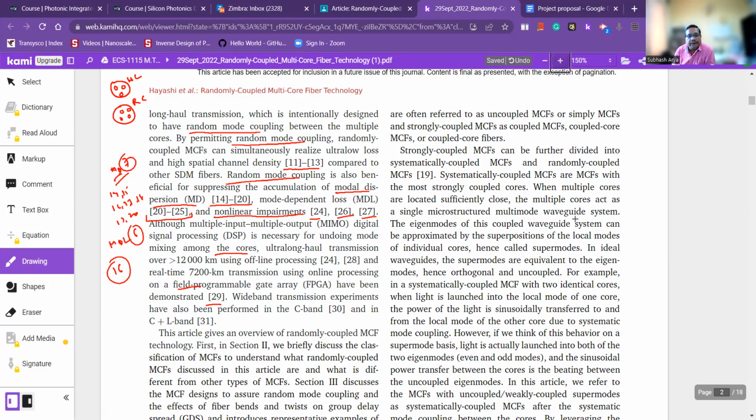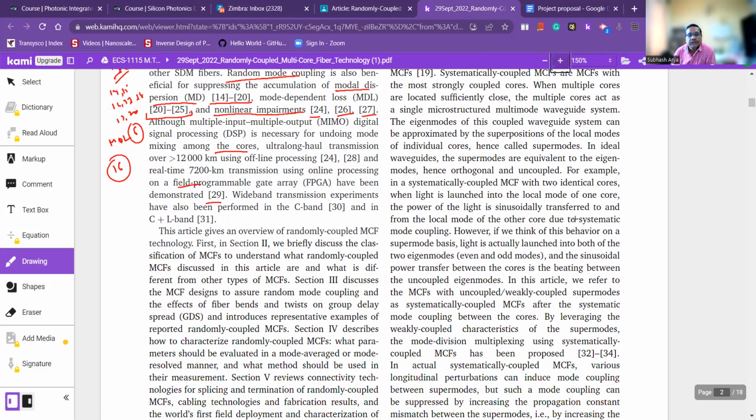So for wideband, now they are using DSP technologies also and FPGA also at the receiving end to address this issue. Now, wideband transmission experiments have also been performed in the C and in the C plus L band. So as far as band is concerned, these two articles, 30 and 31, are taking care of wideband issues.